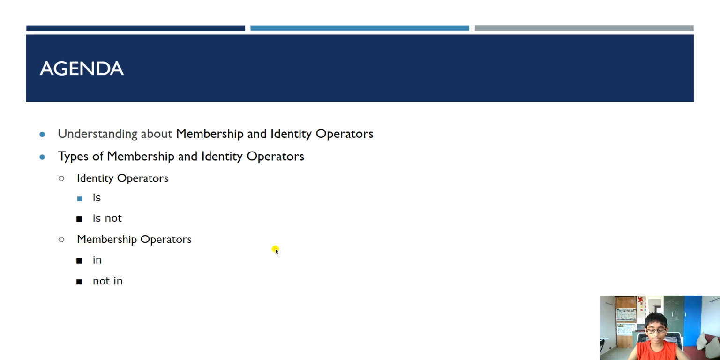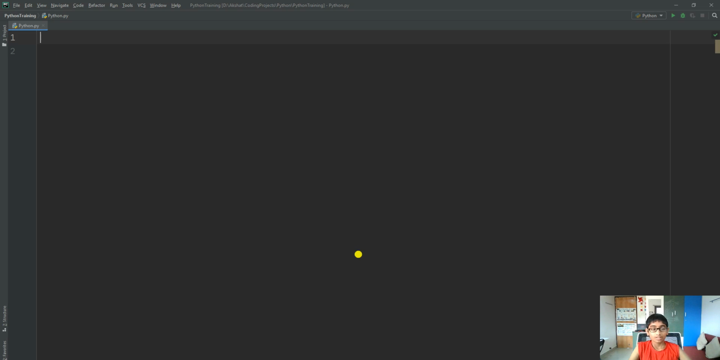What I'm going to do first, I'm going to open up that Python training project in PyCharm. So here I've opened up that project in PyCharm, that is Python, and I've opened the python.py file. So first we'll talk about identity operators in Python. So these are some special operators in Python, and let's talk first about the is operator. That is an identity operator.